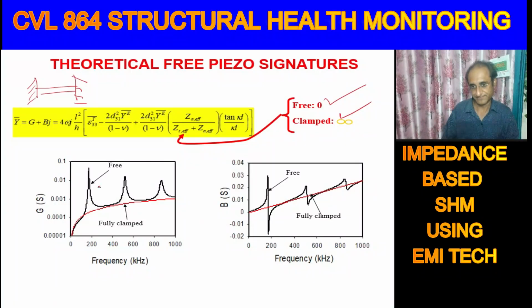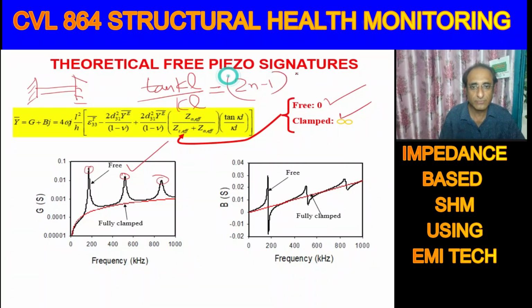So what has happened? The free piezo signature shows these 3 peaks. These are the 3 resonance peaks of the piezo patch, and you can also get them by the method we had described earlier, that tan KL by KL, or kappa or K, whichever you use. If you make KL equal to (2n minus 1) pi by 2, you will be able to get the values of these peaks. But in the case of the fully clamped piezo, these peaks have totally disappeared.